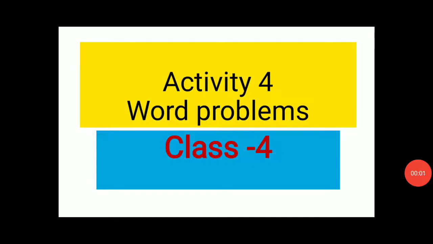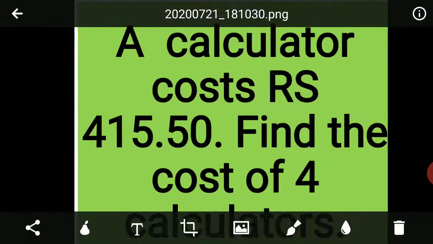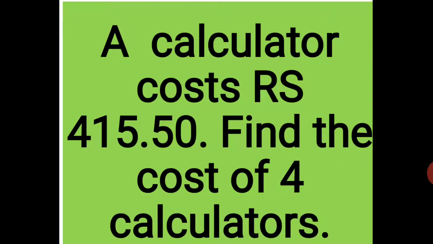Good morning, students. Today we do activity 4 word problem of lesson number 15, money. So let's start with the first word problem. The first word problem is: a calculator costs rupees 415.50 paisa. You have to find the cost of 4 calculators.